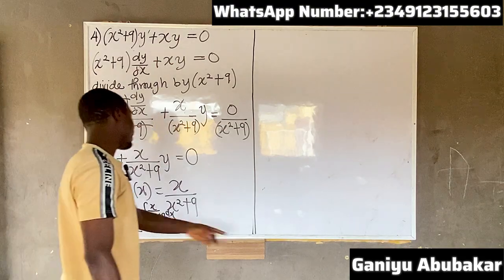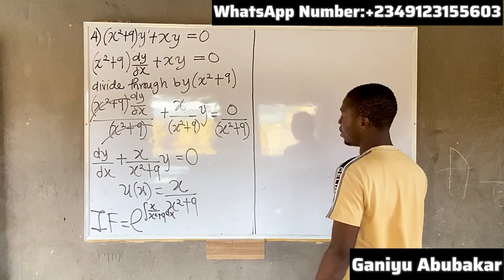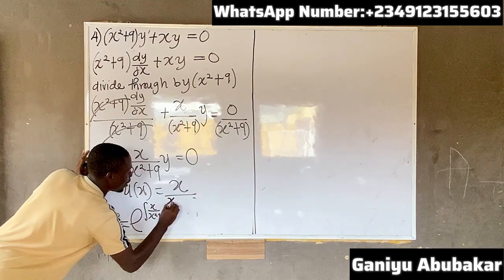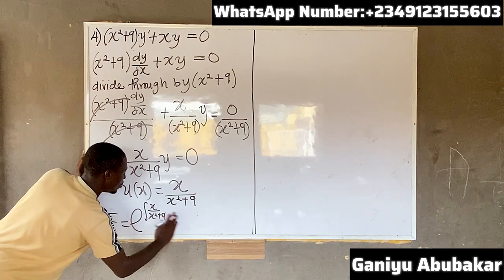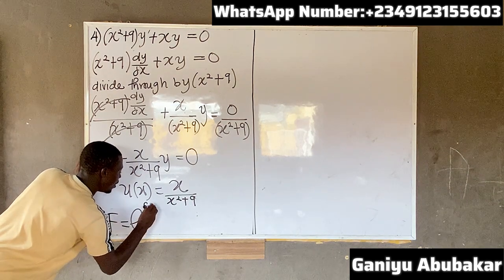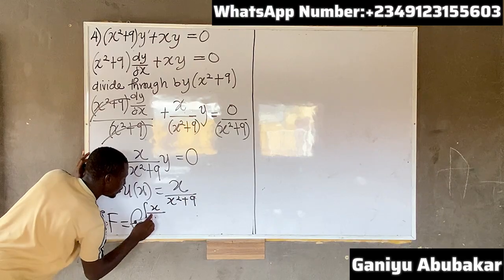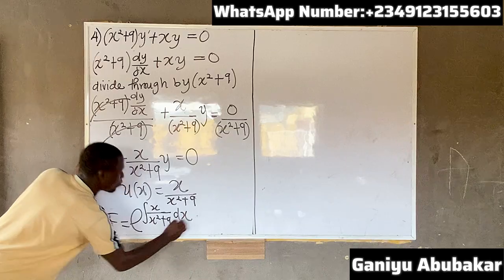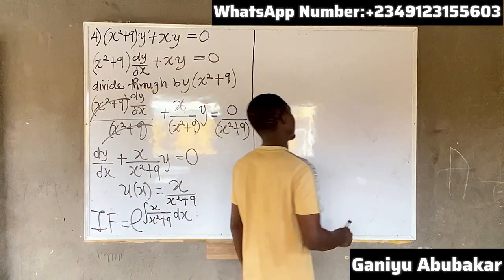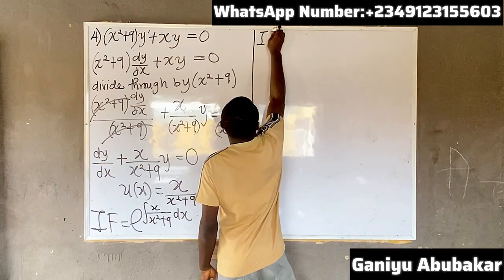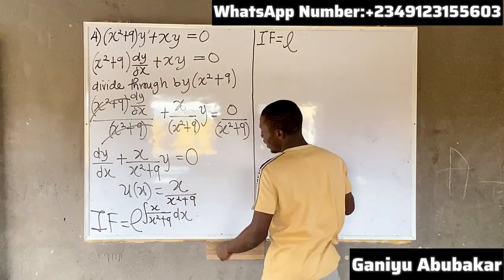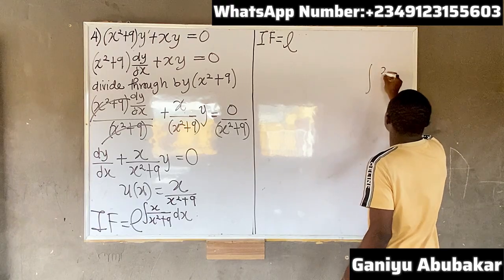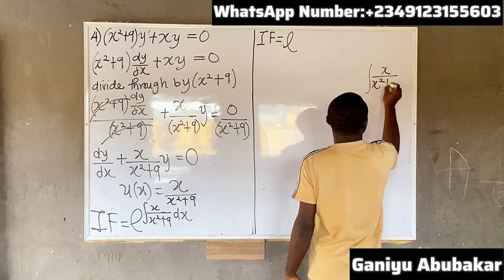Alright. Let's integrate x over x squared plus 9 dx. Hold on. This place gives you x squared plus 9, right? So from here, if I integrate x over x squared plus 9 with respect to x, what do I get? Let's pick this out alone outside. So I'm saying that IF will be equal to the exponential. Let's integrate it separately. And so we'll have, if I integrate x over x squared plus 9.